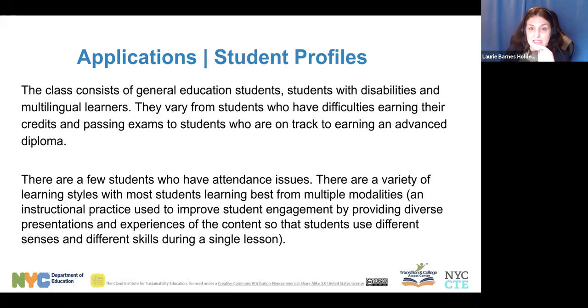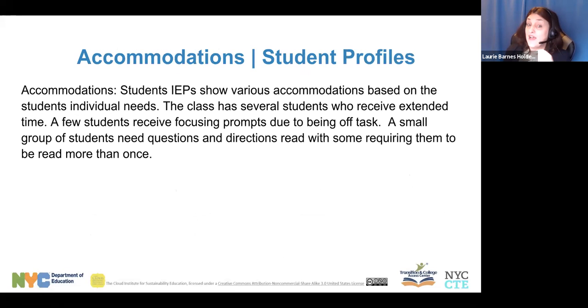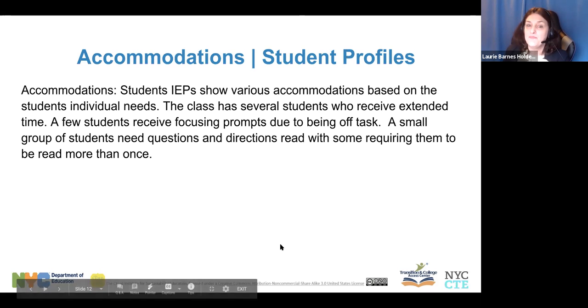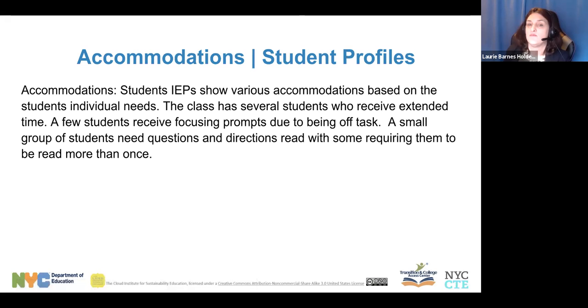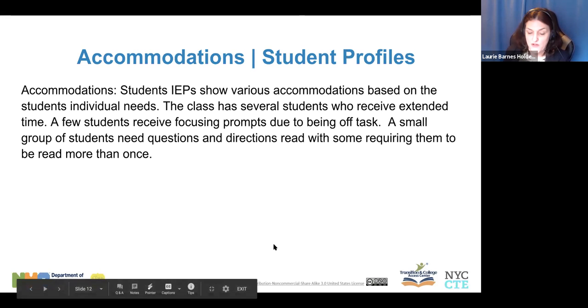So if we go to the next slide, students have accommodations. So we've looked on the students' IEPs, and there are various accommodations based on students' individual needs. The class has several students who receive extended time. A few students receive focusing prompts due to being off task, and a small group of these students in our classroom need questions and directions read, with some requiring them to be read more than once.